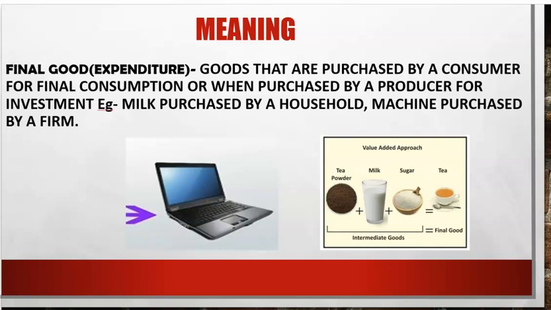So intermediate versus final. Why are we doing this? Intermediate goods are not added in the national income. Final goods are added in the national income. Final goods already include the intermediate goods. Therefore, if we add intermediate goods to national income, it leads to double counting. So final goods are added, intermediate goods are not added. Intermediate expenditure is not added.